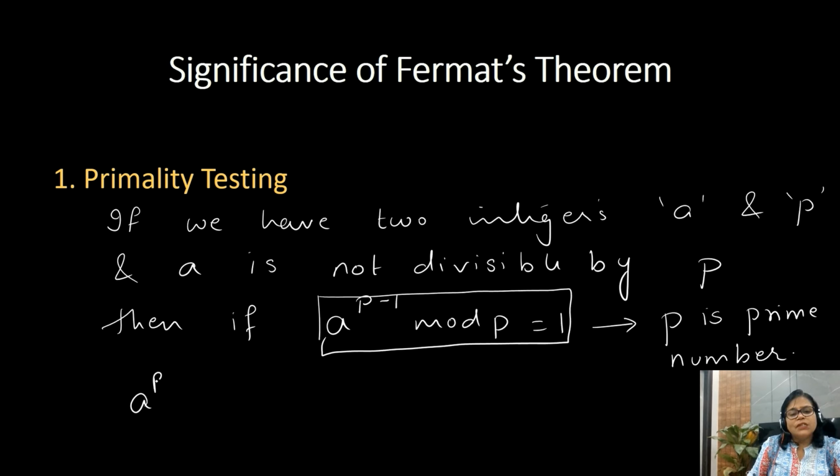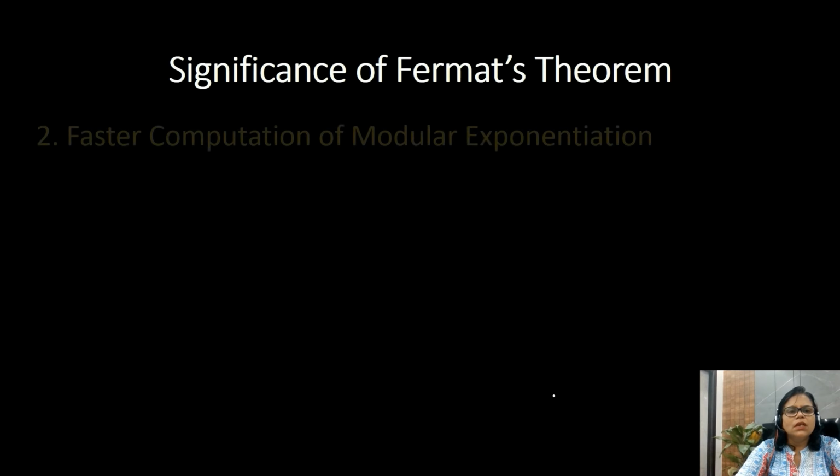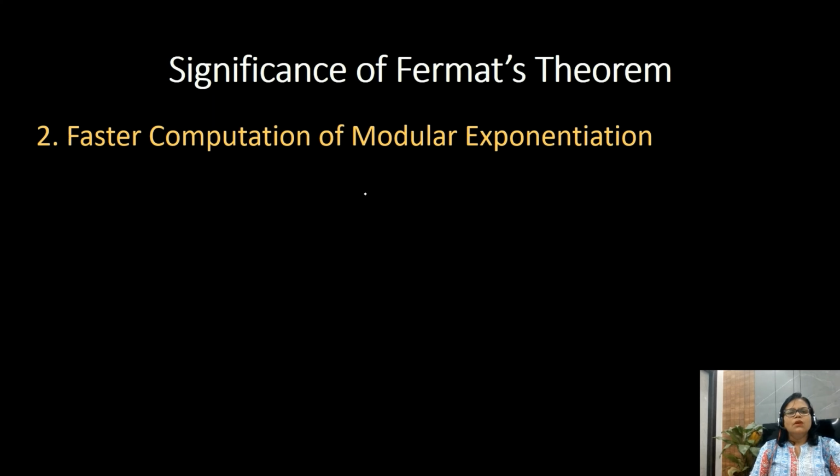If the condition is not satisfied, it concludes that p is not a prime number. Therefore, you can use Fermat's theorem to check whether a number p is prime or not. The next significance of Fermat's theorem is that it allows you to do faster computation of modular exponentiation.